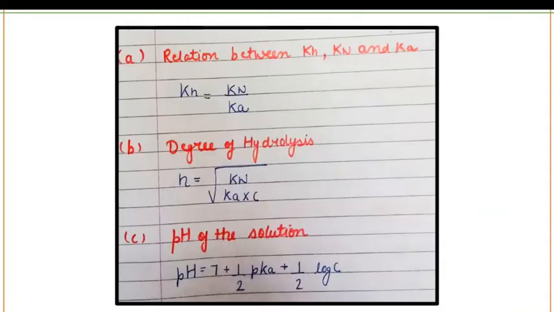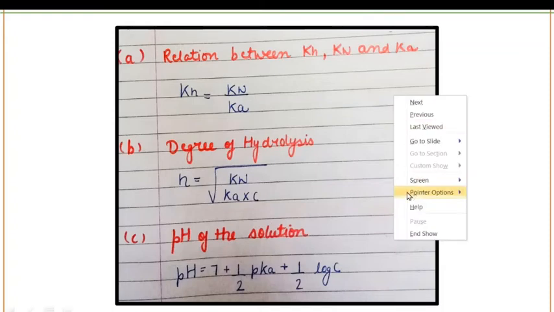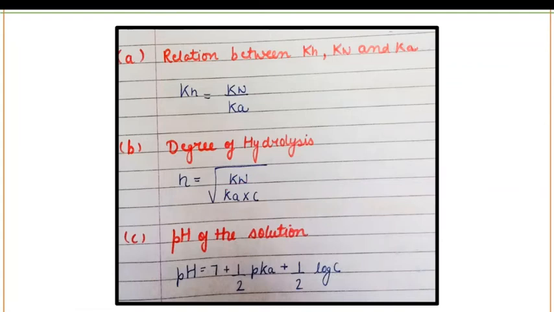Here also, the relationship between KH, Kw and Ka: KH will be equal to Kw divided by Ka. If you talk about the degree of hydrolysis, this will be equal to under root Kw divided by Ka into C. What is C? C is the concentration of salt. Okay. Next we have pH for this kind of solution. Then pH will be equal to 7 plus half pKa plus half log C.